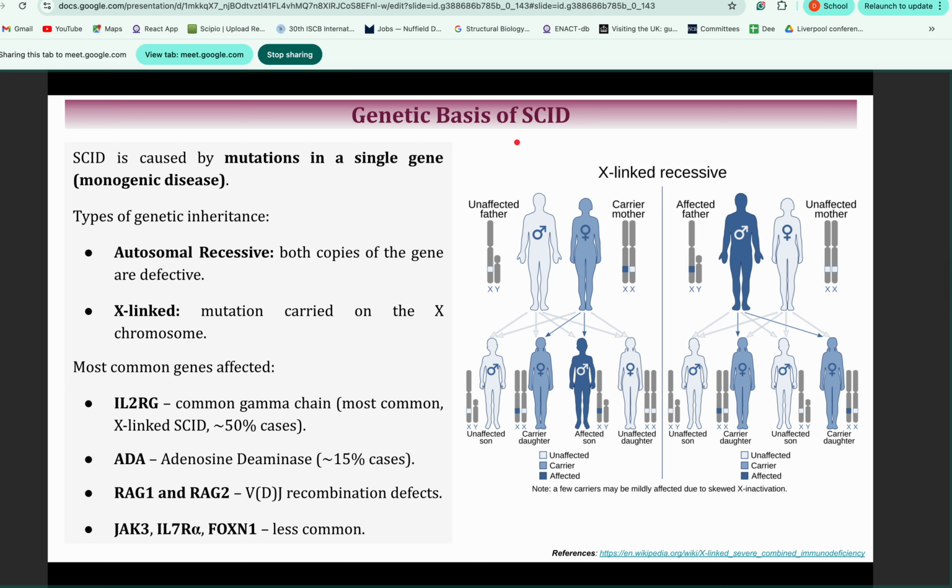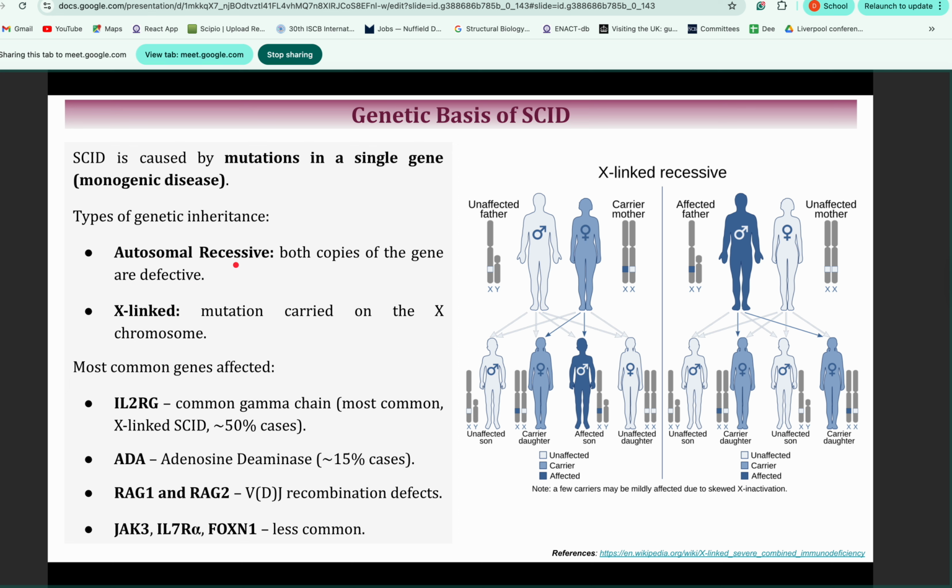Now we'll talk about the genetic bases of this SCID. SCID is caused by mutations in a single gene. So it is a monogenic disease and there are different inheritance patterns. Whenever there are mutations in a single gene, that's why it is referred to as monogenic, but that doesn't mean that only this single gene is responsible for SCID, because it is a disorder. So it could be inherited in the form of autosomal recessive, where both copies of the gene are defective.